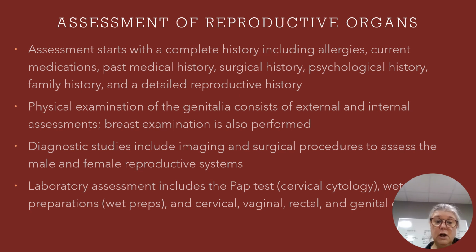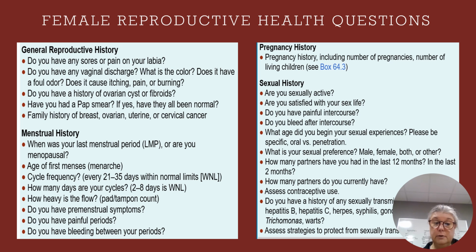Also, the table on page 1588 is of different diagnostics. You don't have to put it to memory, but just be a little familiar. This slide here, slide 8, straight out of the book, is female reproductive health questions. Obviously general reproductive history, menstrual history, pregnancy history, and then sexual history. So take a look at those because those are questions that we don't see related to anything else.